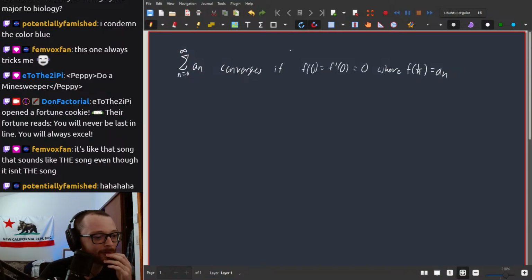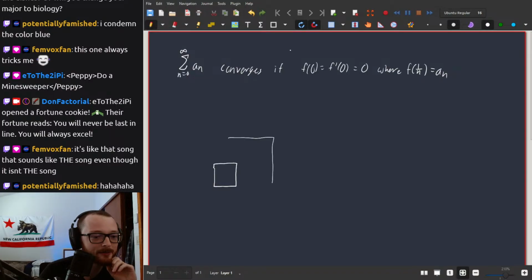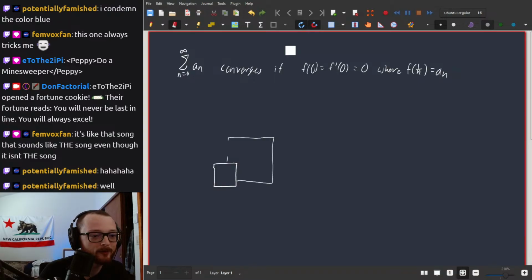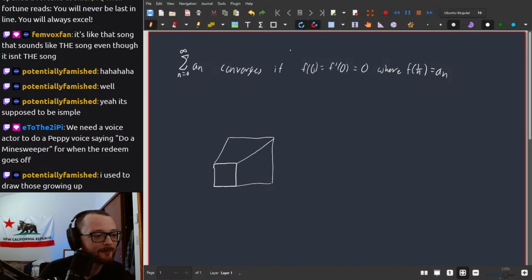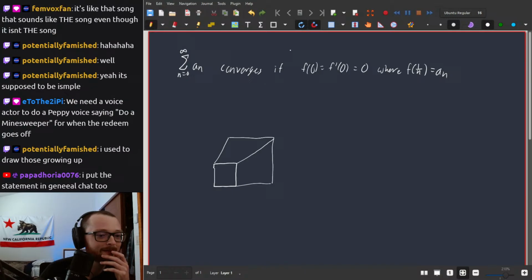Okay. Draw a large square and a small square and make a 3D box. That sounds like a drawing I can handle, famished. Small square? Large square. Well, I guess the perspective is going to be bad if I do it like that. Something like that? Used to draw those growing up? Same in general chat too?